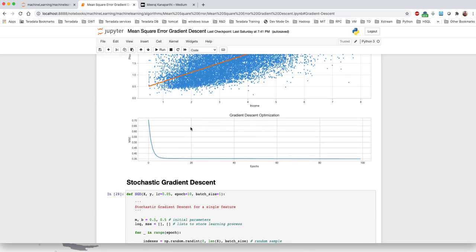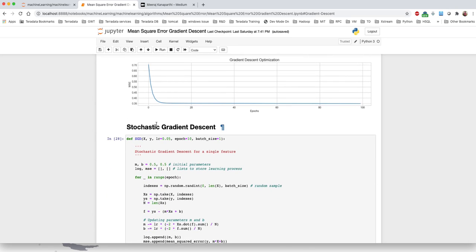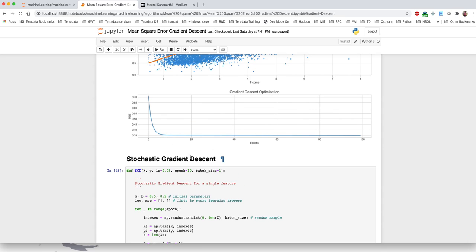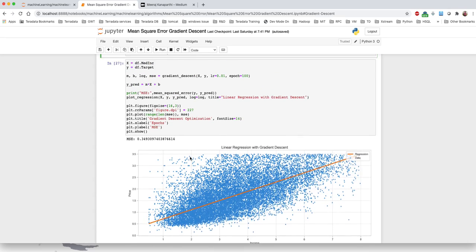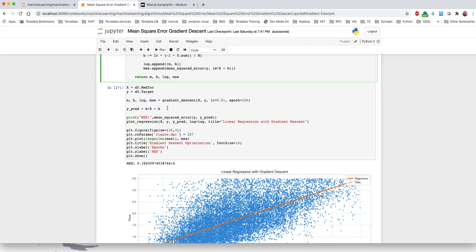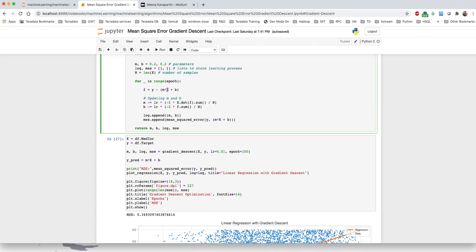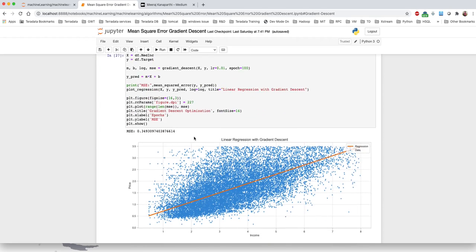Now we have another algorithm called stochastic gradient descent. This is another popular algorithm. If you look into gradient descent, you see we are using all the rows of x. You can see here we are considering all the rows of x. That's why the performance is a little bit lower here.